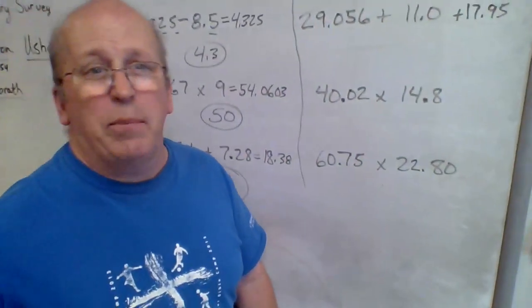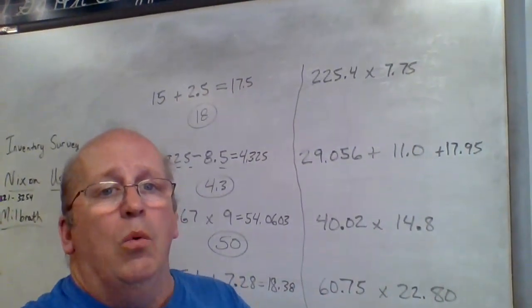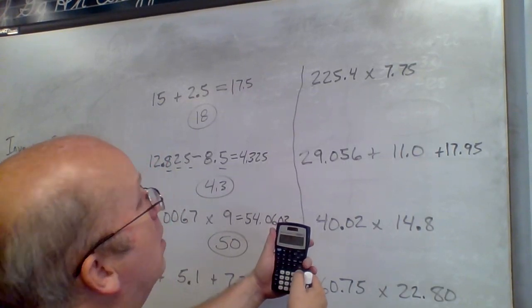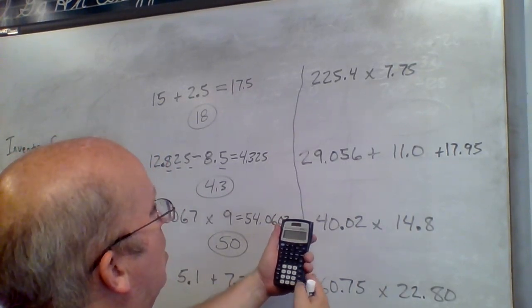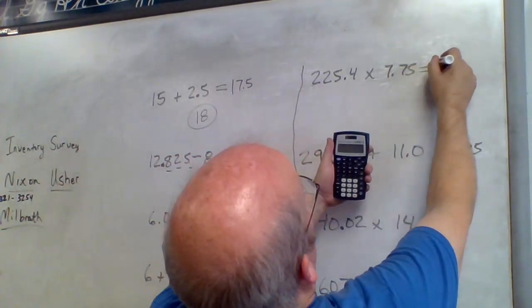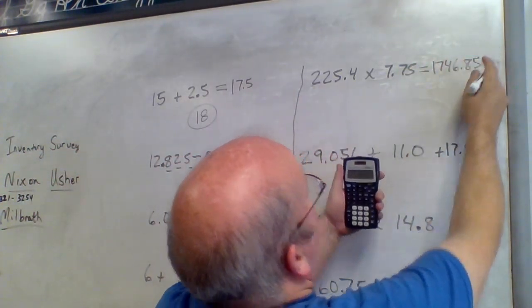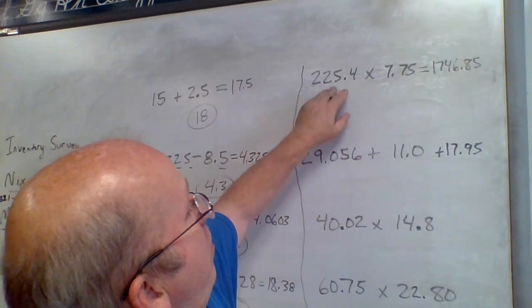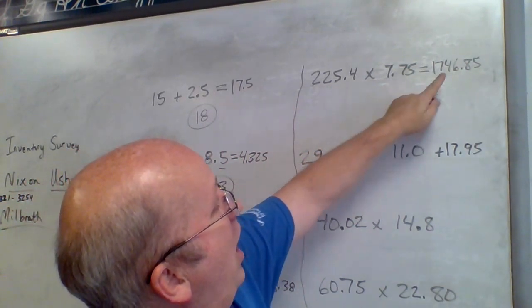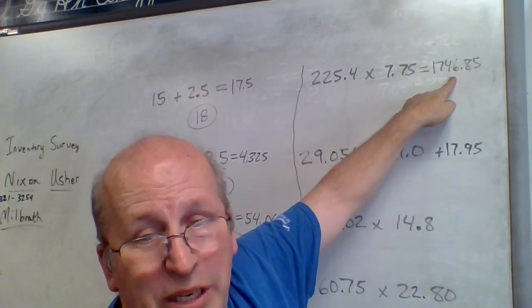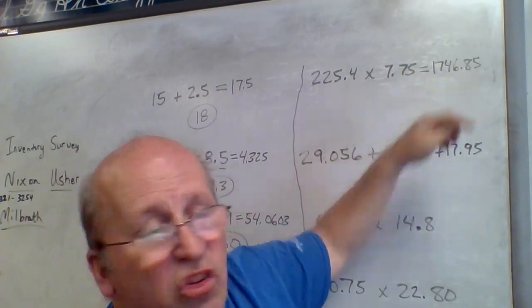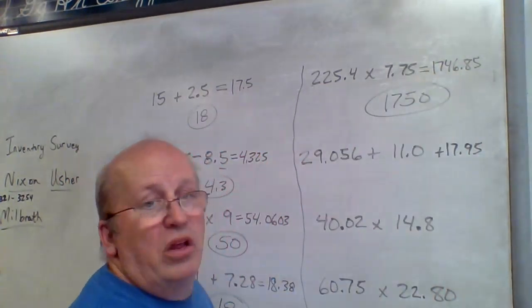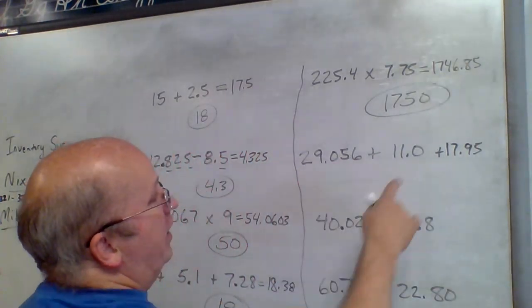Okay? Top of the next column. We're back to multiplying. So let's multiply these 2 numbers together. I get 1,746.85. But top of 592, we need to think about significant digits. This number has 4. This number has 3. I need to change this answer so that it has 3 significant digits. What is the closest number to this that has 3 significant digits? That would be 1,750.